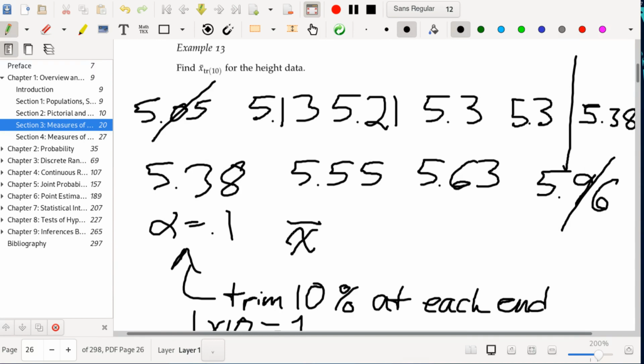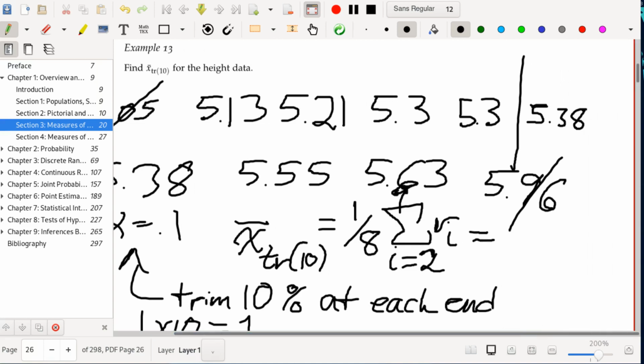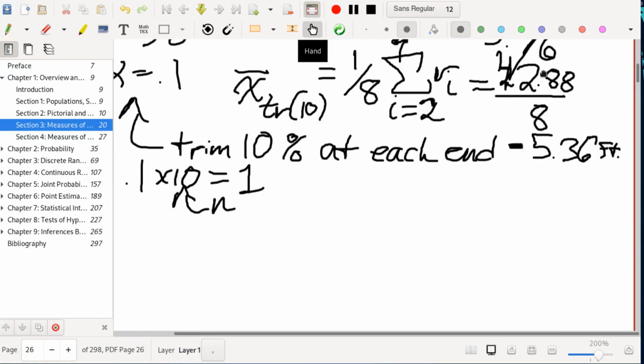So X bar, where we trim off 10%, will be the average of the 8 remaining numbers, where we sum from i equals 2 to 9 of the ordered data set. The sum is going to be 42.88. Then we divide that by 8, and the result will be 5.36. So 5.36 feet, because this data set is in feet. We're talking about height.